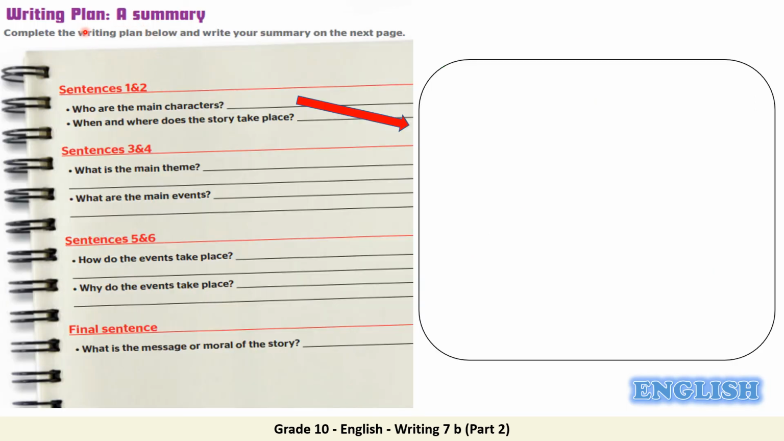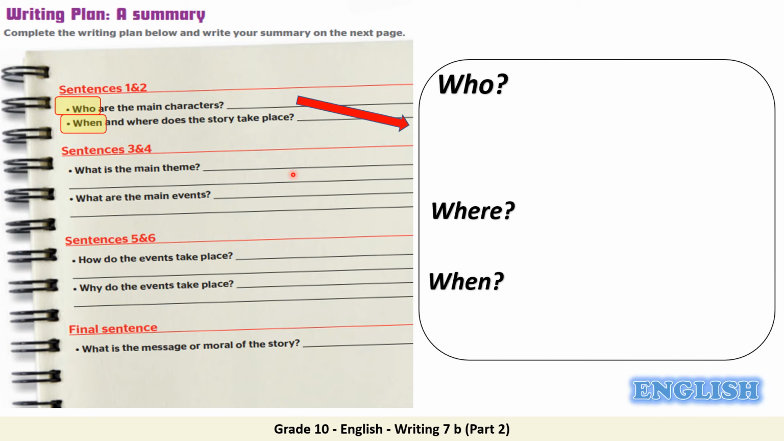Let's start the planning for the summary. Please, before starting, make sure that you have read the extract in your student book, page 139. Sentences 1 and 2. Who are the main characters of the story? When and where does the story take place? So, here, I want you to answer these questions. Who, where, and finally, when does the story occur? Pause the video for a while. Highlight the answers in your student book.